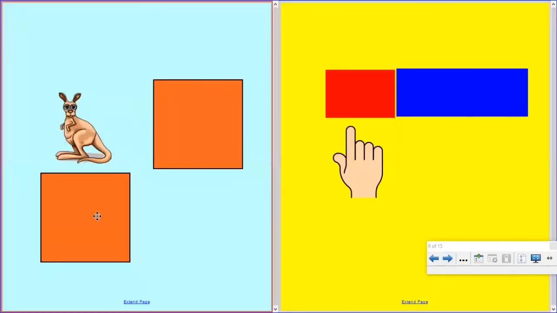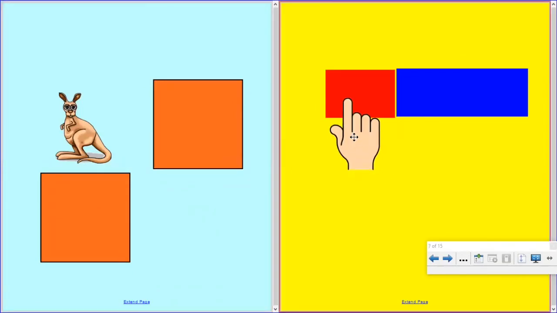Say the word kangaroo. Stretch it out. K, k, kangaroo. Say it with me. K, k, kangaroo. Kangaroo begins with k.